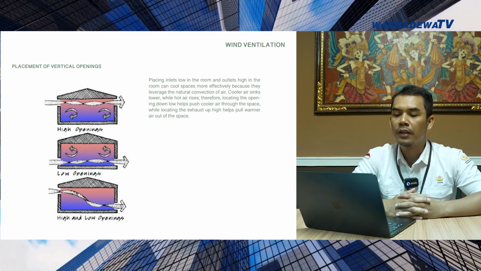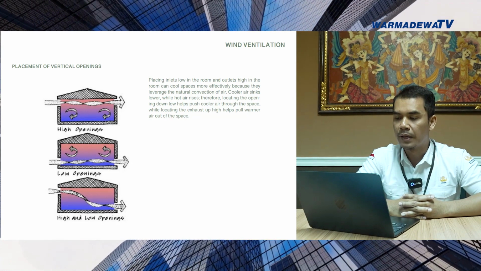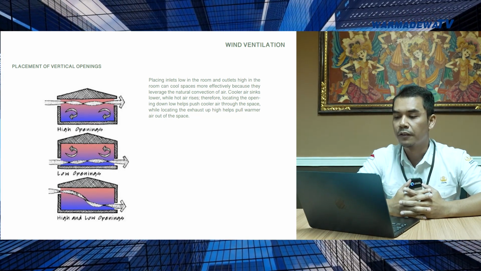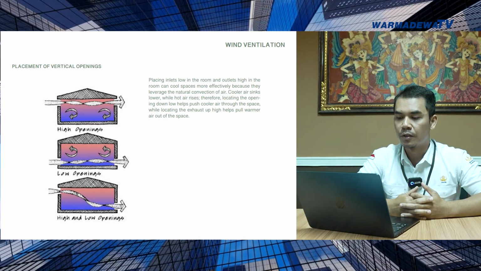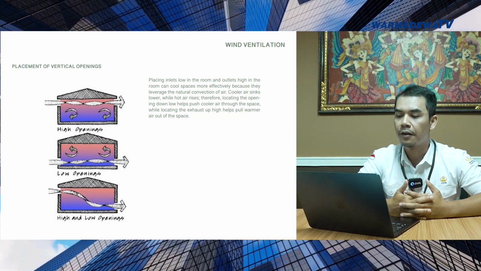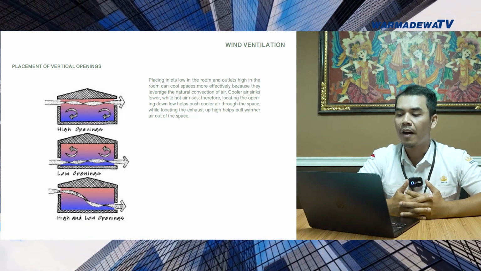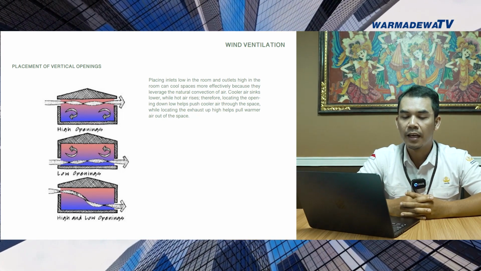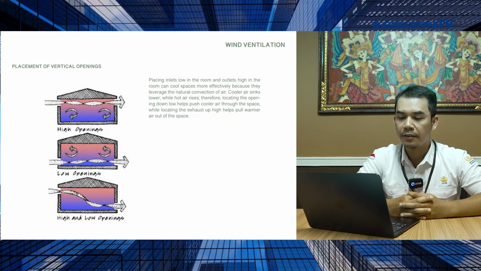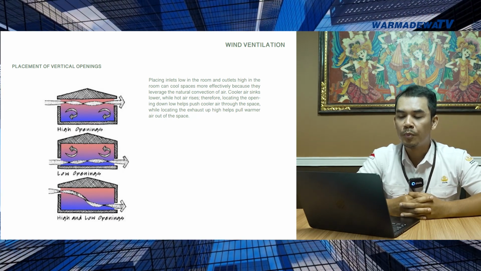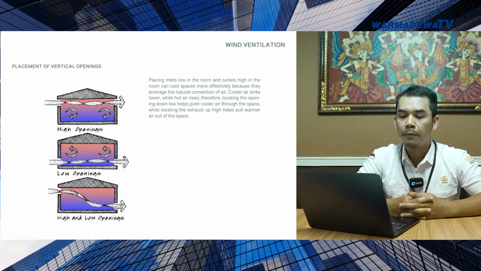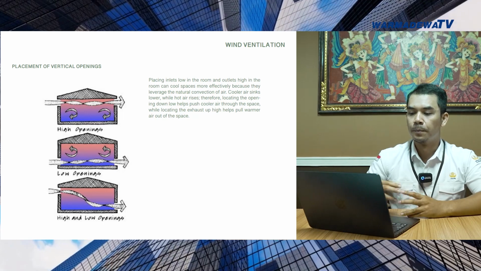Now, what happens if we look at it vertically? Placing inlets low in the room and outlets high in the room can cool spaces more effectively because they leverage the natural convection of air. Cooler air sinks lower while hot air rises. Therefore, locating the opening down low helps push cooler air through the space, while locating the exhaust up high helps pull warmer air out of the space. Now, this is based on the principle that cold air drops down while hot air rises. So by placing the openings vertically according to their purposes, we can manipulate the airflow within the room.